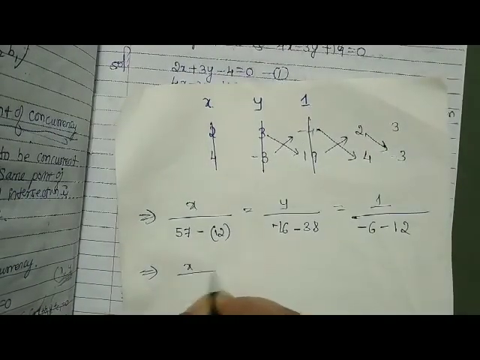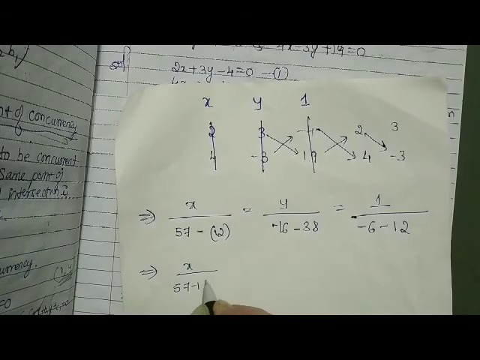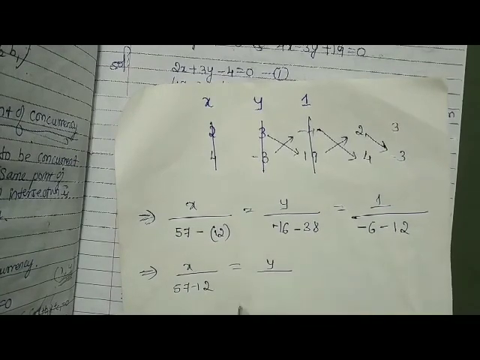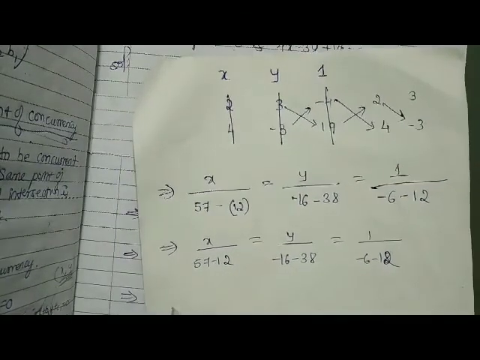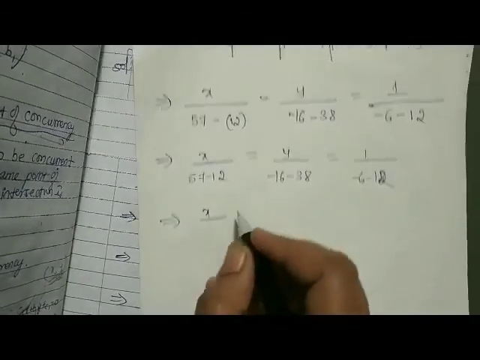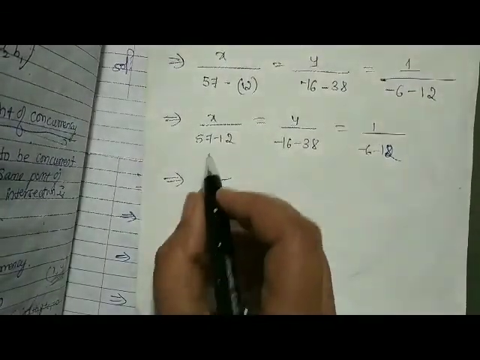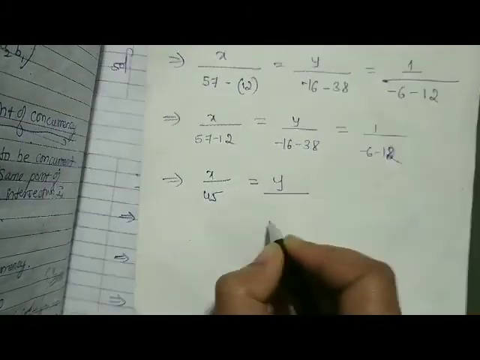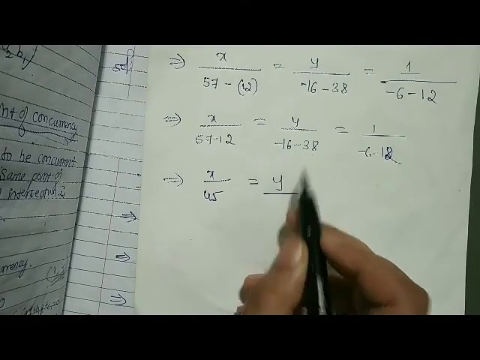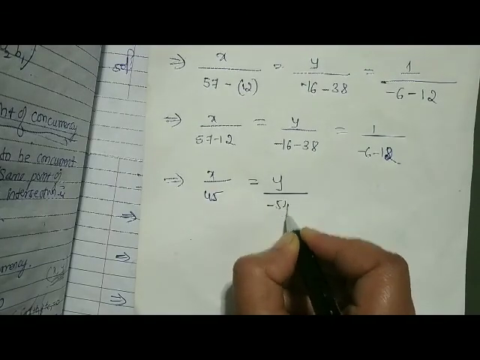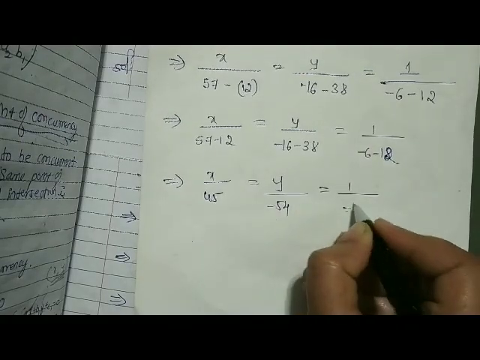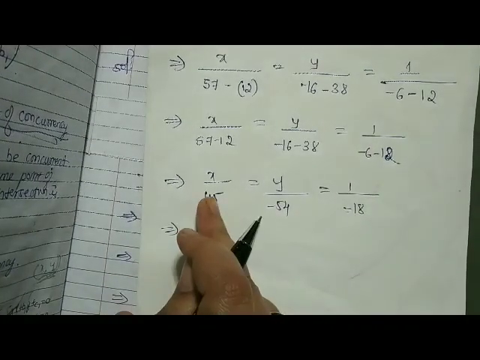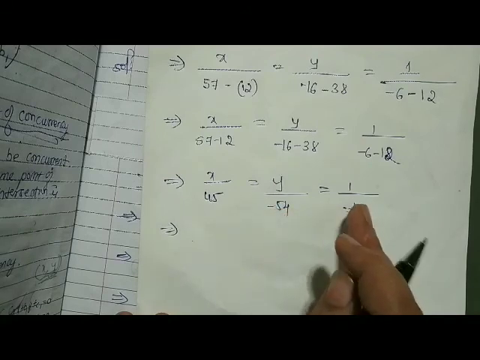So this implies x divided by 57 minus 12, which is equal to y divided by -16 minus 38, which is equal to 1 divided by minus 6 minus 12. So x divided by 45, 57 minus 12 is 45, which is equal to y divided by minus 16 minus 38 is minus 54, which is equal to 1 divided by minus 18, equating 1 and 3 and 2 and 3.